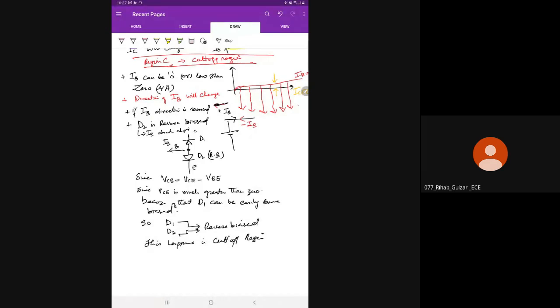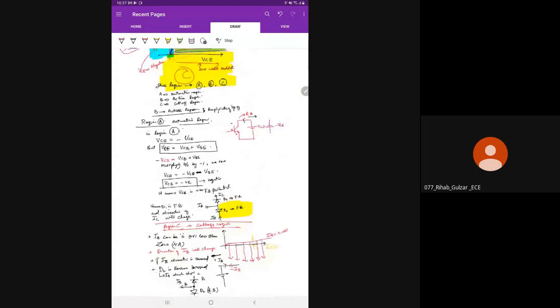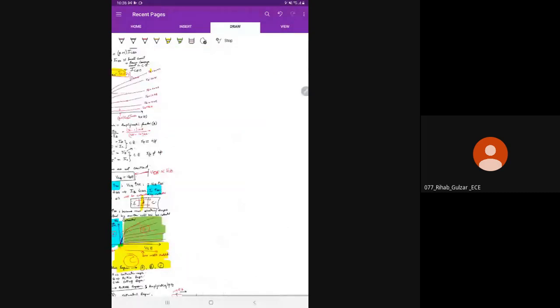Cutoff region. तो cutoff region में ऐसा होता है. ठीक है, तो we are left with region B now. Region B को हम करेंगे postpone because we'll be spending most of the time there. इसमें काफी ज़्यादा time हम spend करेंगे.